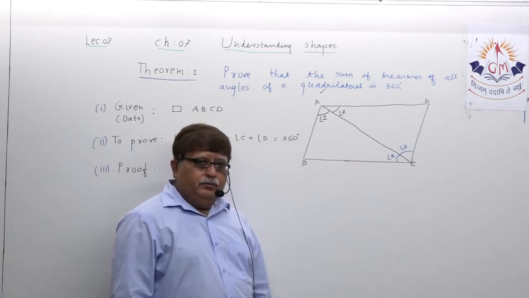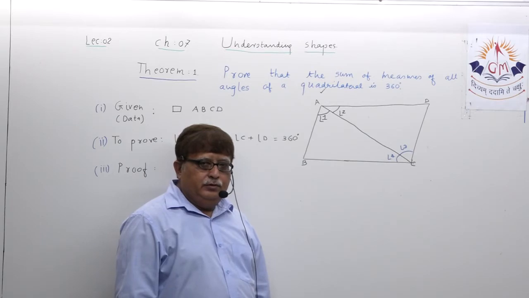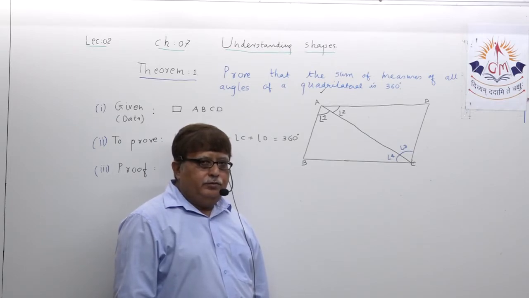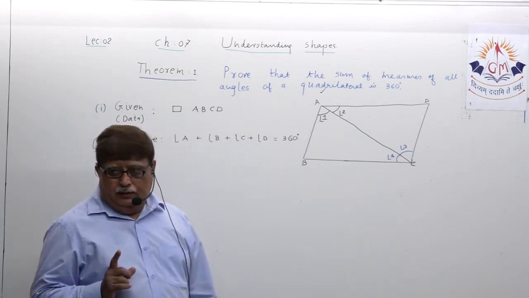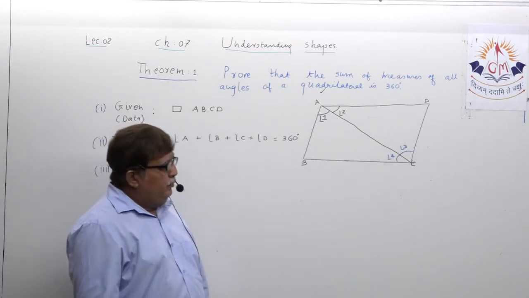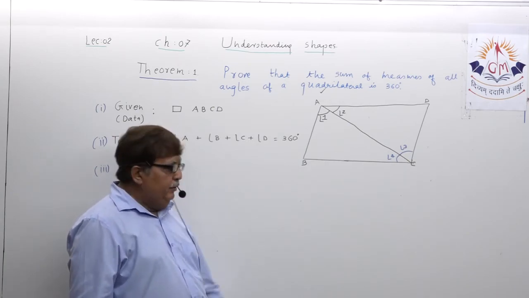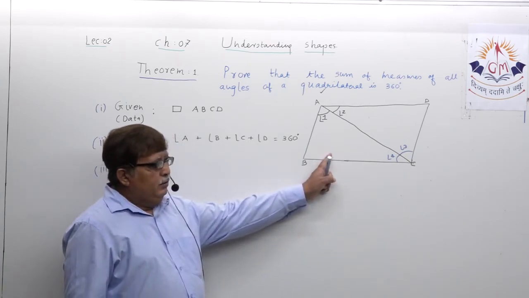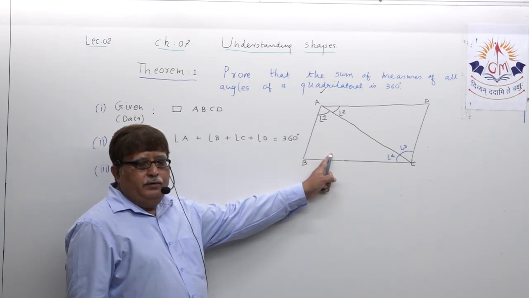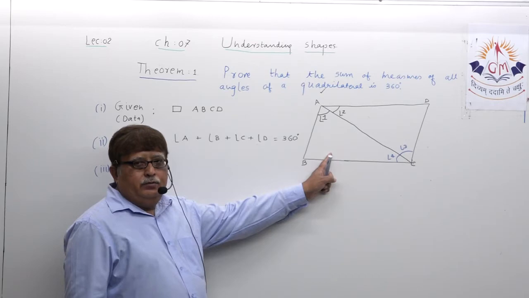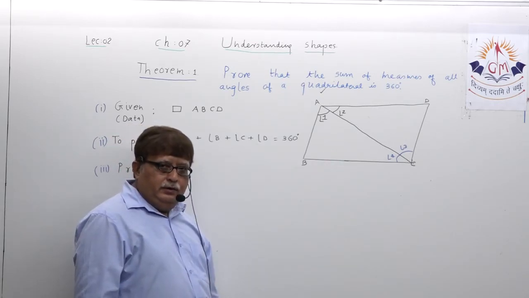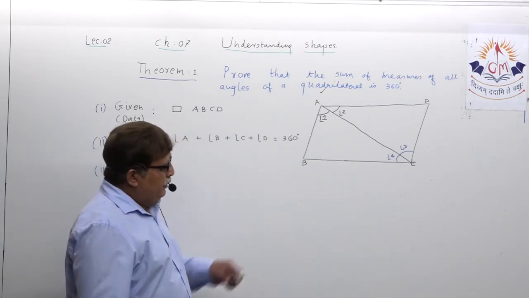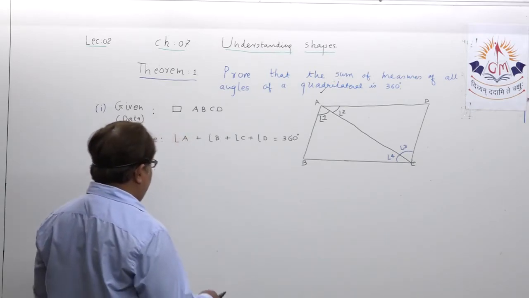Because by joining the diagonal, you constructed two triangles here. One is triangle ABC, one is triangle ADC. Now, dear student, you all know very well that the sum of three angles of a triangle is 180. Now, let us write the proof.